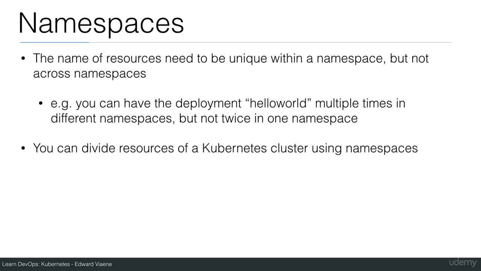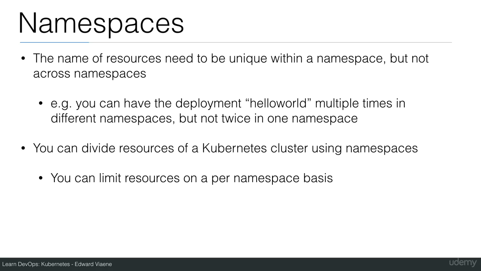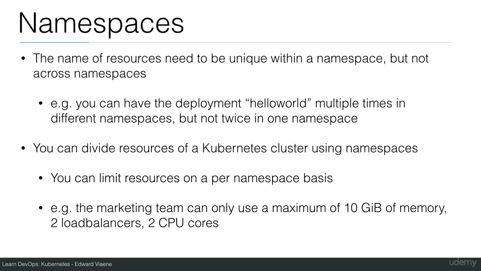You can divide resources of a Kubernetes cluster using namespaces. You can limit the resources on a per namespace basis. So this is what I just explained in the previous lecture. These are the quotas that you can put, and you typically put them per namespace. For instance, the marketing team can only use a maximum of 10 GB of memory, 2 load balancers, and 2 CPU cores. These are quotas that you can easily put in your Kubernetes cluster.